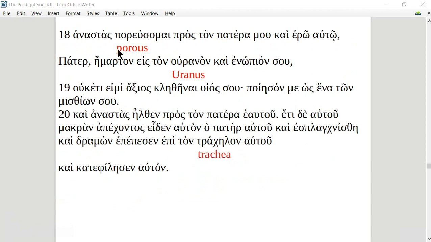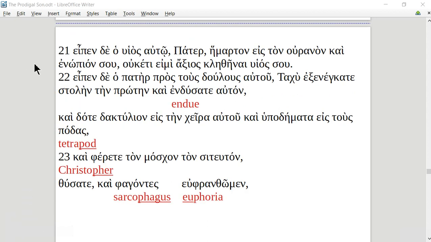Poreusamai, porous, something goes through, something is porous. Uranon, Uranus, a new planet in the heavens. Trachelon, we get trachea, in your throat. Endusate, endue, to clothe, endue you with power, clothe you with power. Podas, tetrapod, is something that has 4 legs, 4 feet. Ferete, from this we get Christopher, somebody who, according to the story, carried Christ across a river or something, I forget the story.